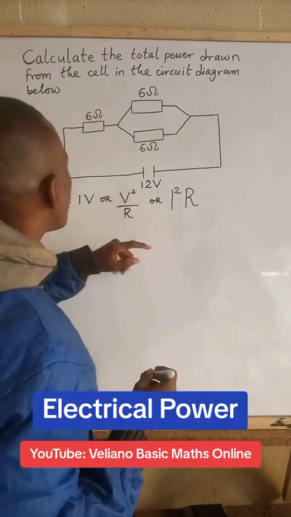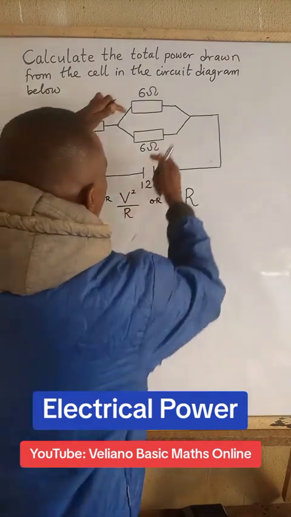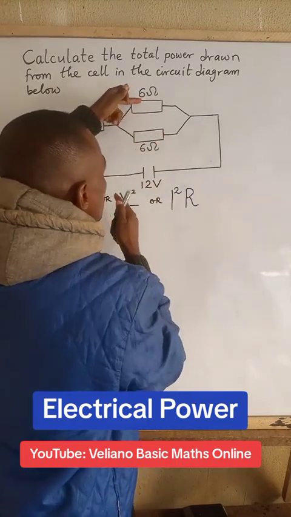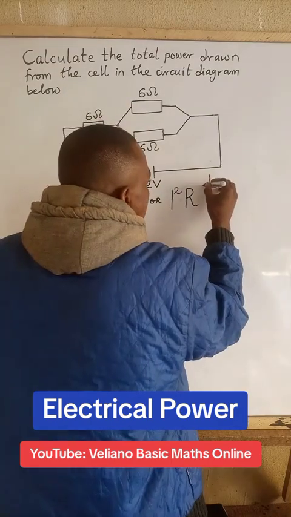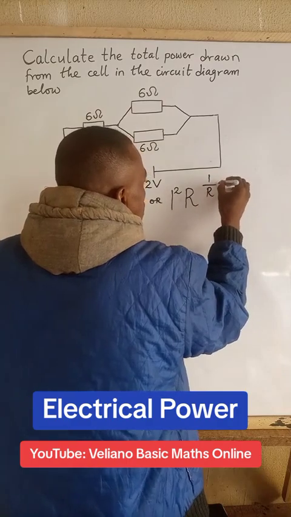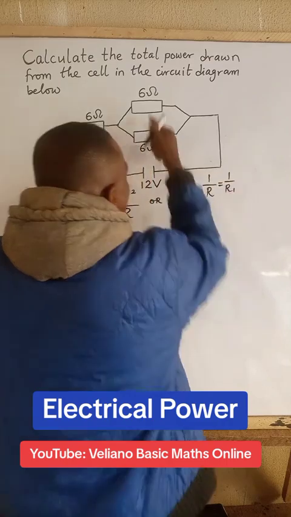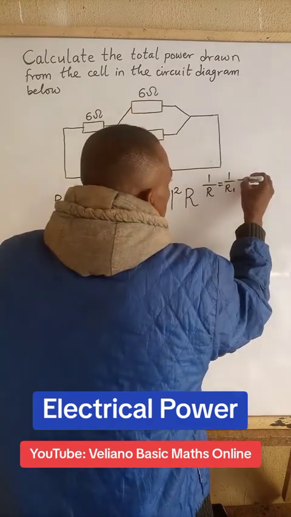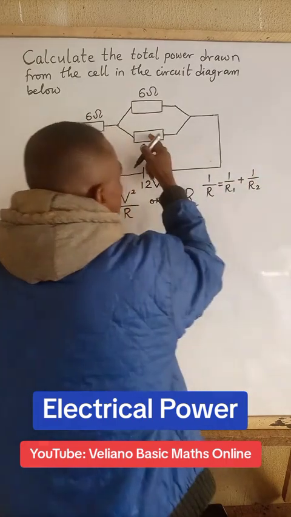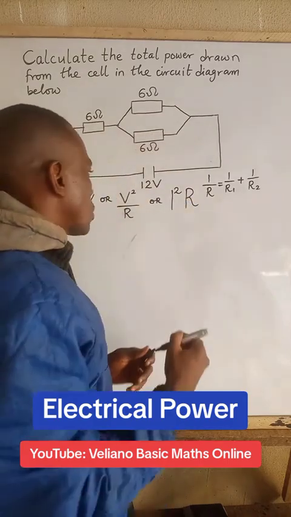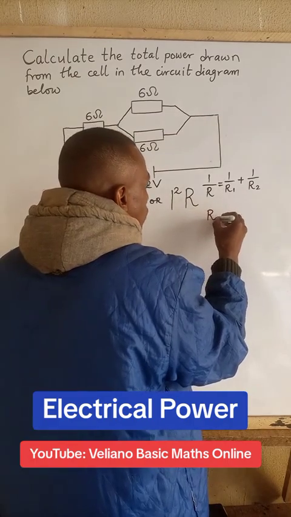So for us to compute the total power drawn, we will first of all simplify the resistors that are in parallel. The formula we use in calculating it is 1 over R is equal to 1 over R1, so this R1 stands for this, plus 1 over R2. But we have a shortcut. If you want to calculate this, you can do it this way. This is the shortest format of doing it.